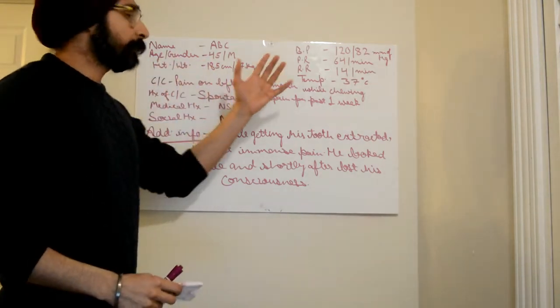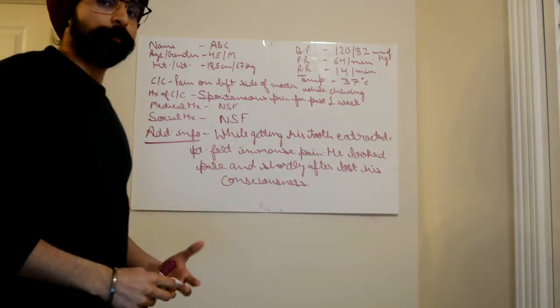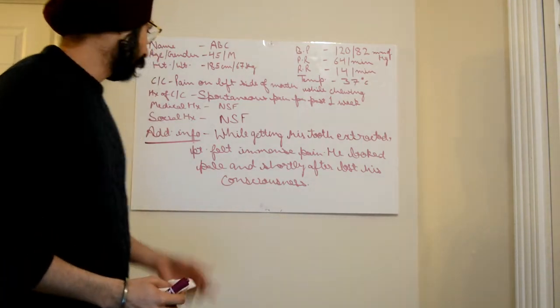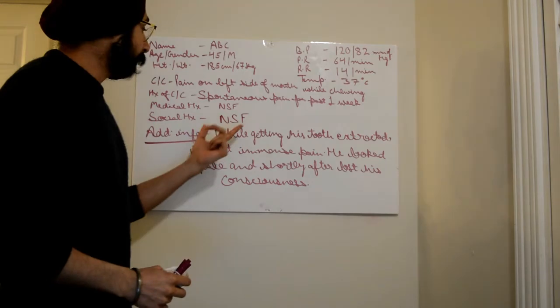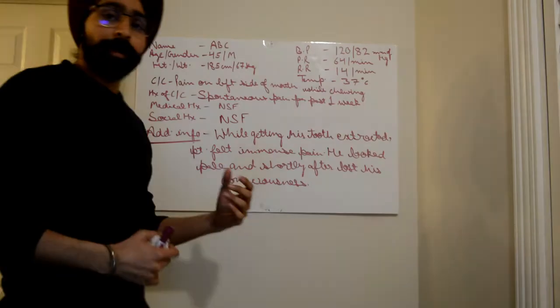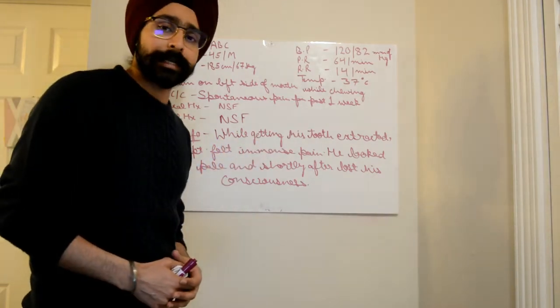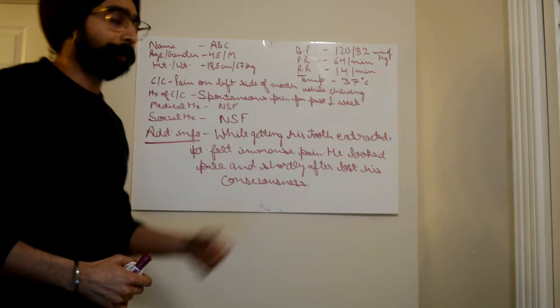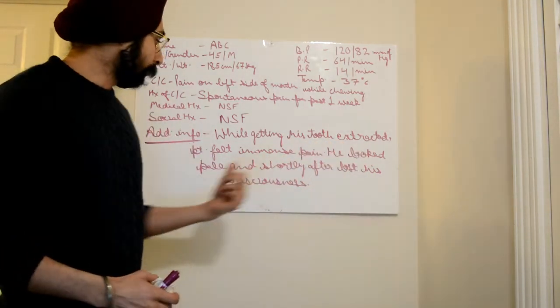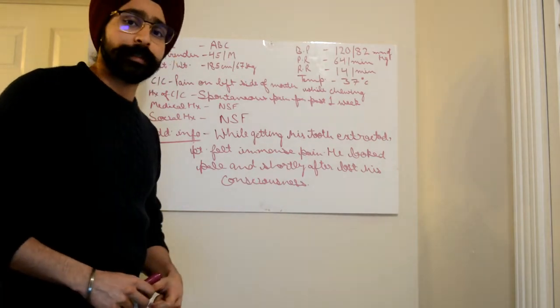Friends, this is another case. Name, age, blood pressure, everything is same. Chief complaint, history of chief complaint, medical history, everything is same. In the social history, I have changed it to not significant. In the additional information, it's given that while getting his tooth extracted, the patient felt immense pain. He looked pale and shortly thereafter, he lost his consciousness.